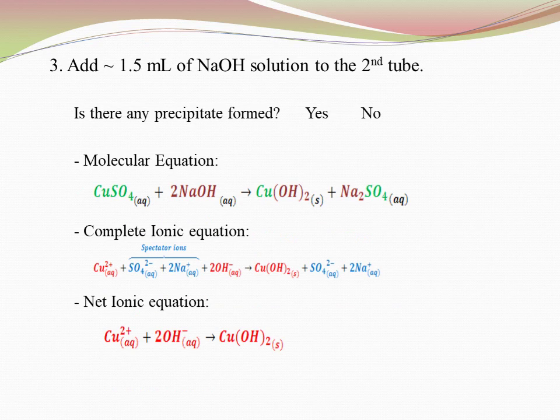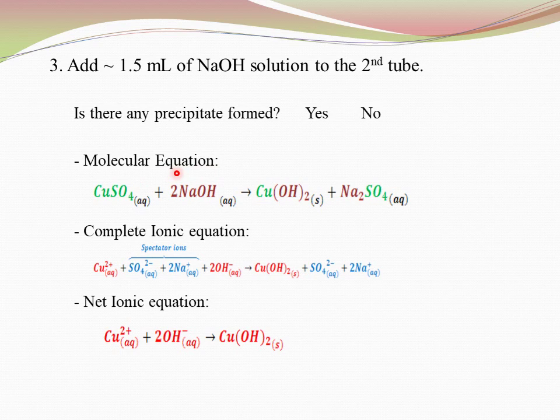In test tube number 2, add 1.5 ml sodium hydroxide. So reaction number 2 is between sodium hydroxide and copper sulfate. Is there any precipitate? Answer yes or no.